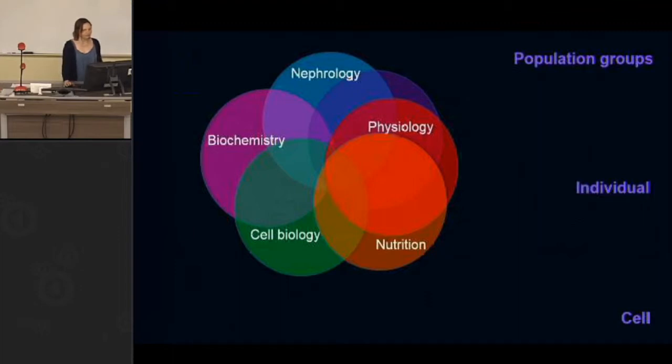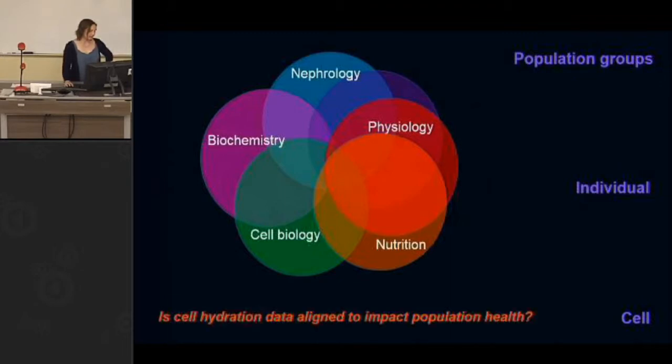My point of view is coming from nutrition. I work on hydration, to know how it's going to impact the population. There are other points of view in physiology, nephrology, biochemistry, cell biology. In many different disciplines, there are clinical studies in individuals and in vitro studies in cells. And the key question for hydration epidemiology is really, are we working together? Is the cell hydration data aligning to impact?